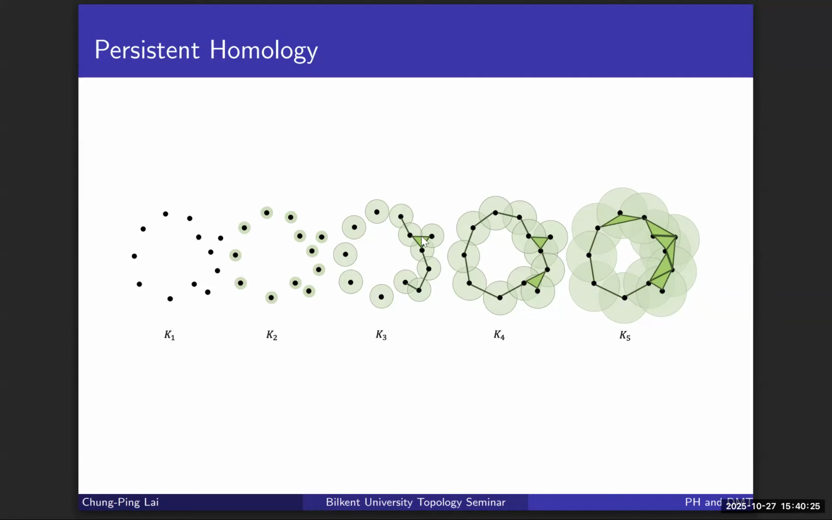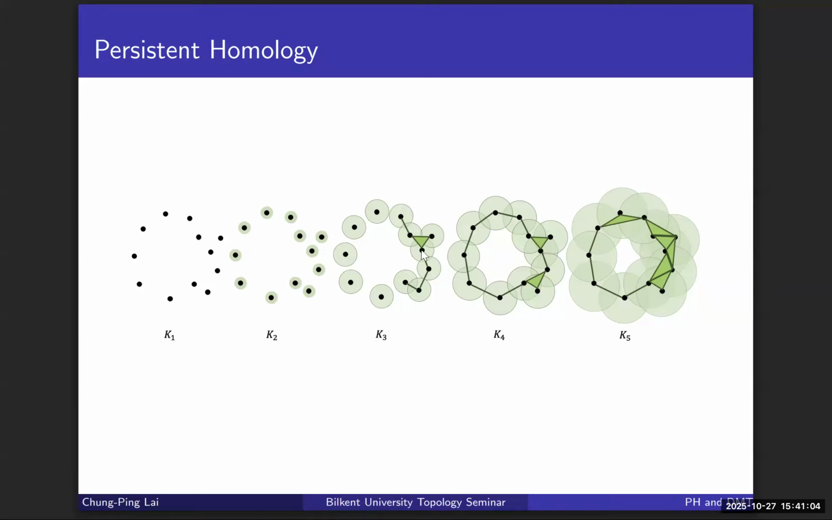So we can first look at what different sizes of the open ball give us. Here we have a sequence of different radii. For K1, we just have the vertices. We choose the radius of the open ball to be 0, so we just have a lot of vertices. For K2, we start having some radius, but the radius is really small, so we just have a lot of disjoint open balls. Whereas on K3, now we choose a larger radius.